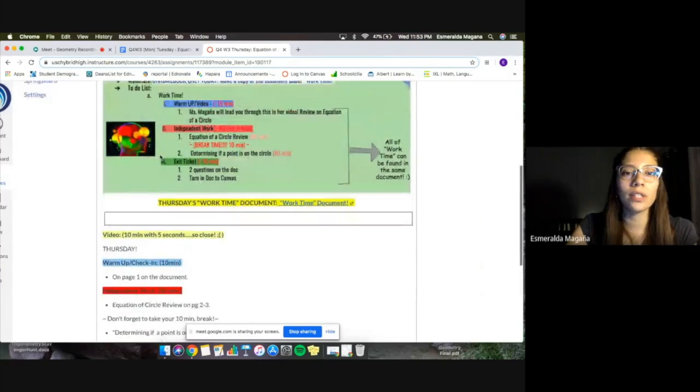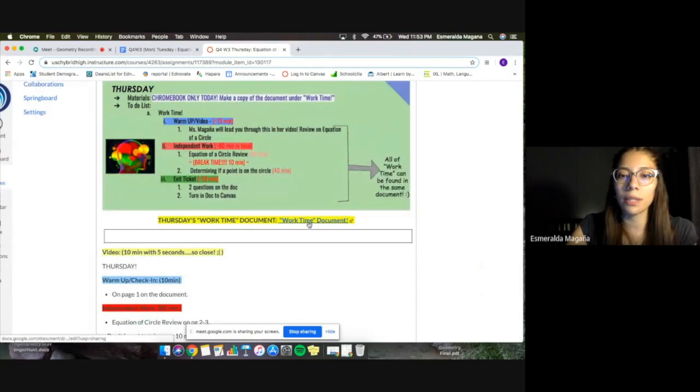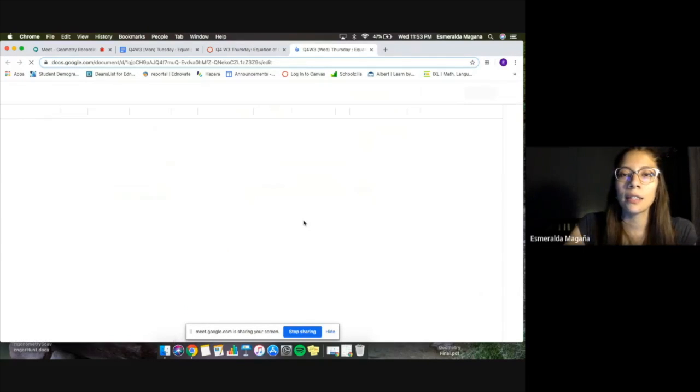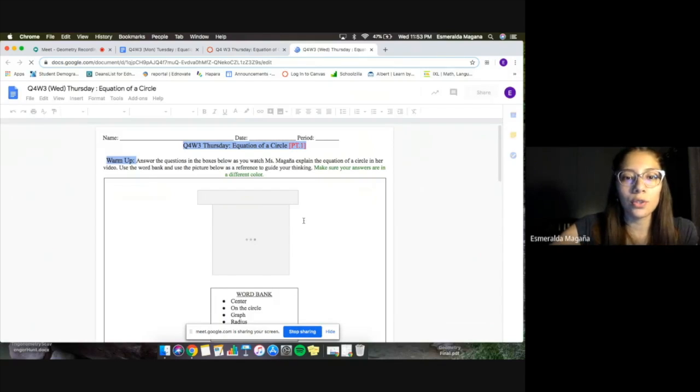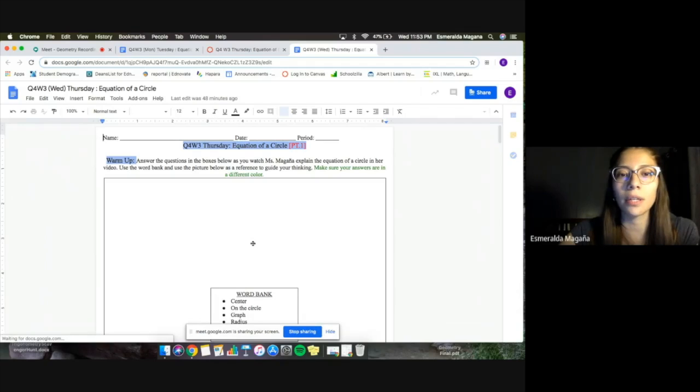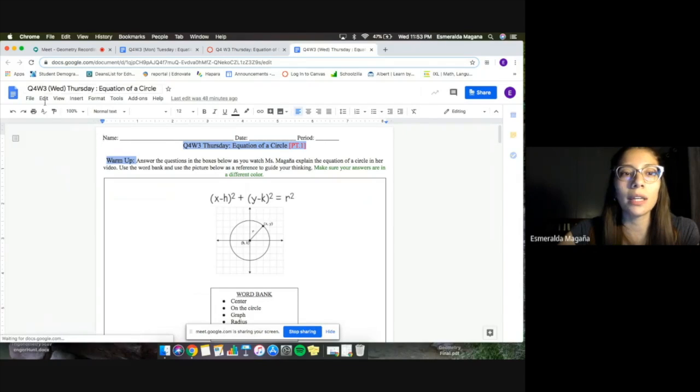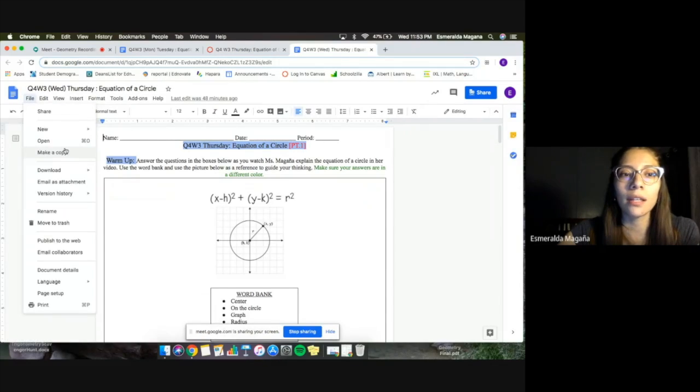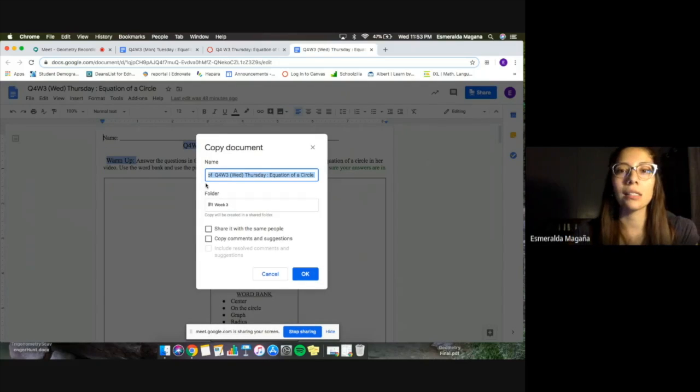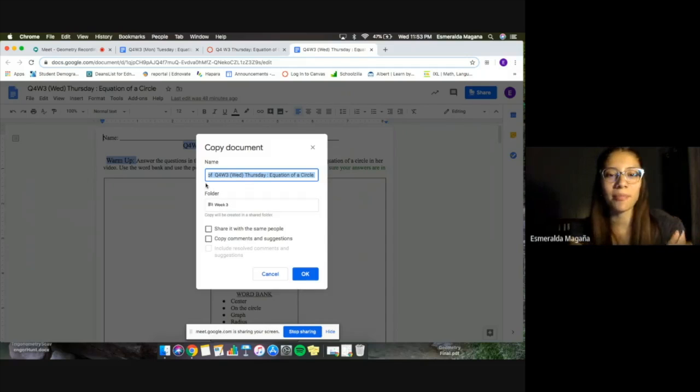It's the same thing here. If we go into your document, it's going to be located here all the time. Where it says Thursday's work time document, you're going to click it, and you should go automatically into your document already. Don't forget to make a copy of the file, and the same thing as last Tuesday, make sure you put the initial of your first name, and then your last name, so I know exactly who's whose, because I get almost 90 of them, okay?